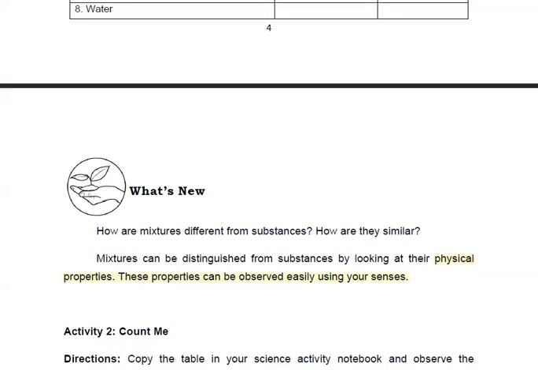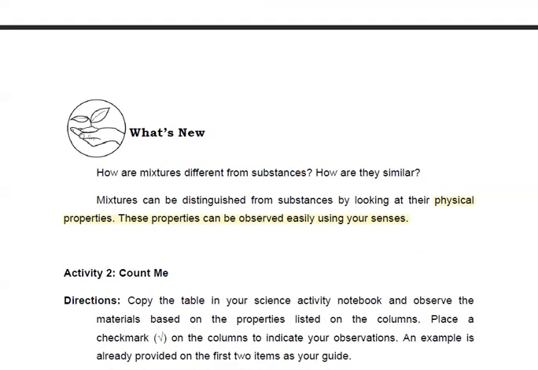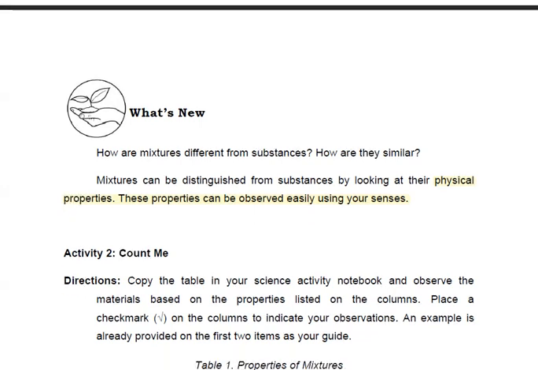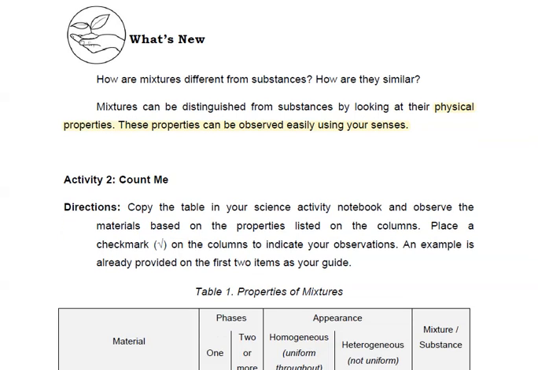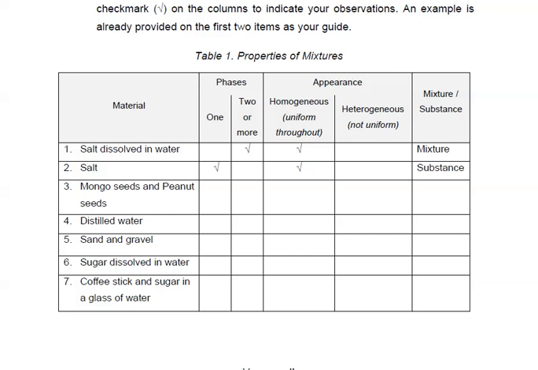So, mixtures can be distinguished from substances by looking at their physical properties. Meaning, kanina mga properties can be observed using your senses. So, what are your senses? Dumdumon. Alright. And then you answer activity number 2. So, ibutang sa yellow pad paper ang activity number 2, count me. Okay? Copy the table and fill in the required answers.